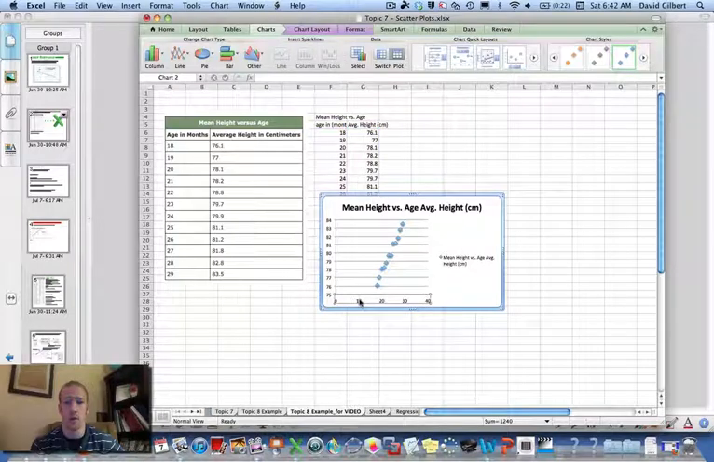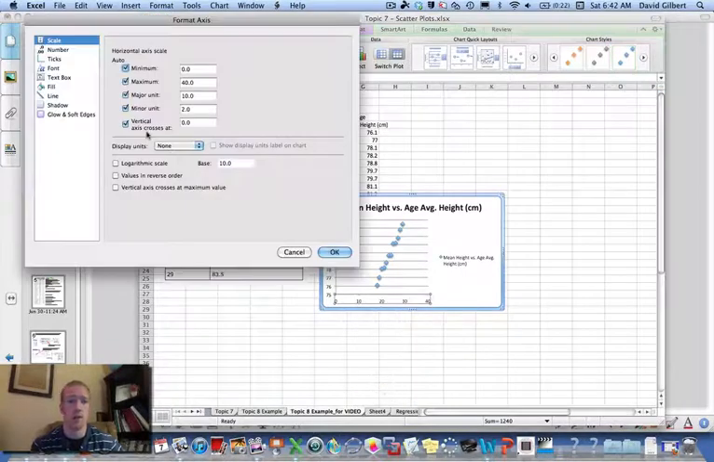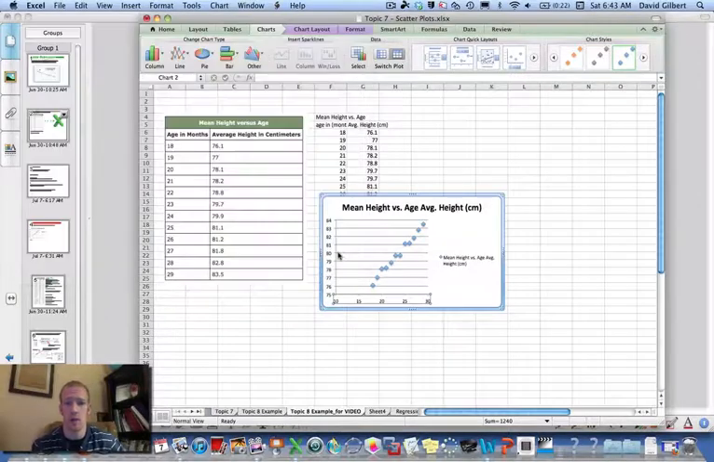So what I want to do is, maybe I don't want to see all the way to 0, so I format the axis, and I'm going to have it start at 10. Okay, so that looks a little bit better.